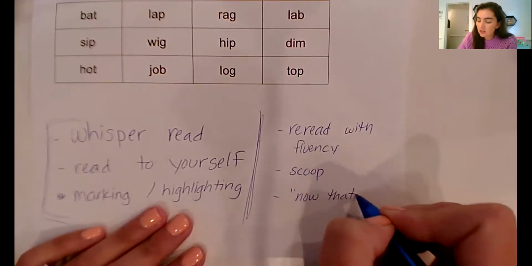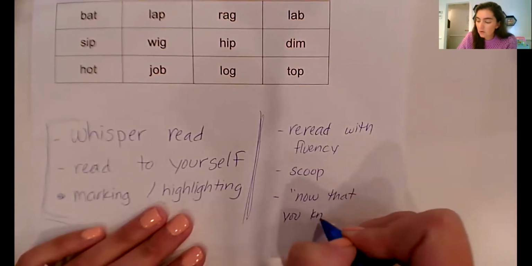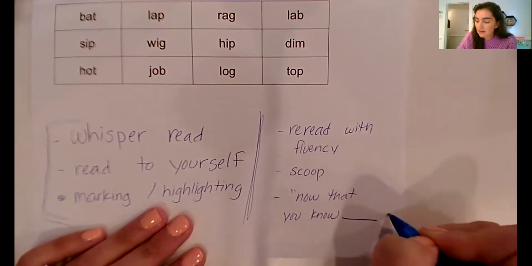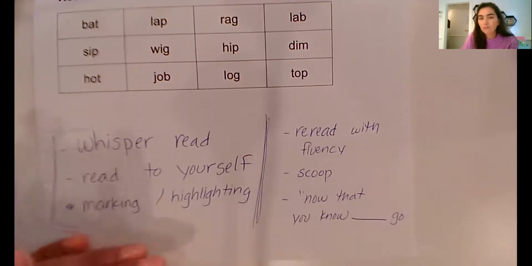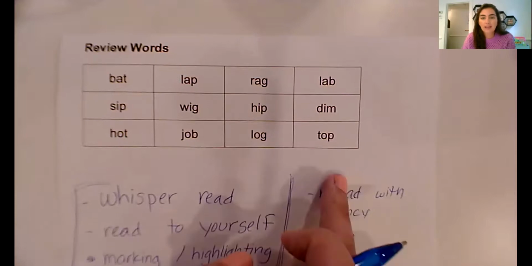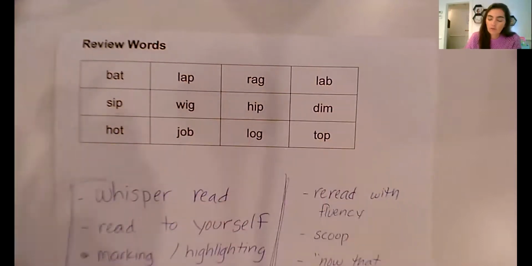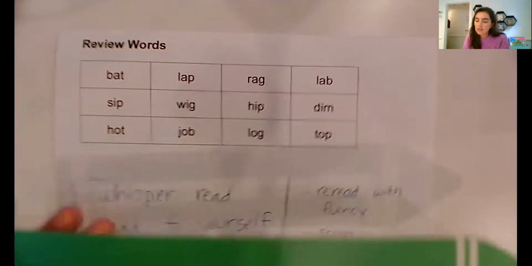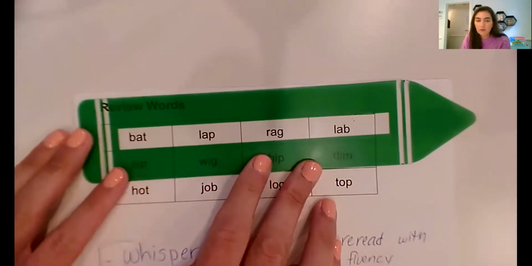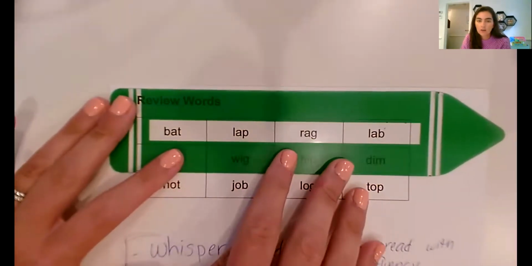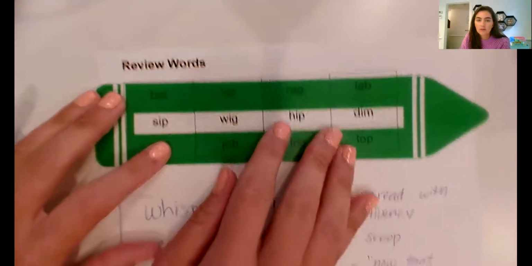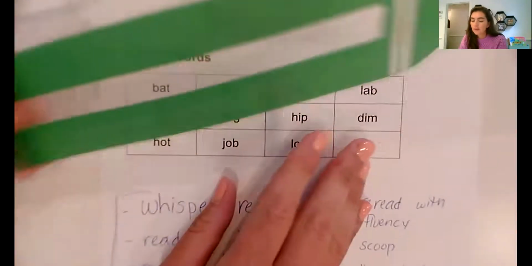Now that you know blank, go back and reread that whole row with blank. By me saying that word over and over again, that helps them too. Okay, other things that it helps to do are to have some sort of a tracker. I got a bunch of these at Target last year and they fit beautifully on the word. So there's that little window. So that's a nice little tool.